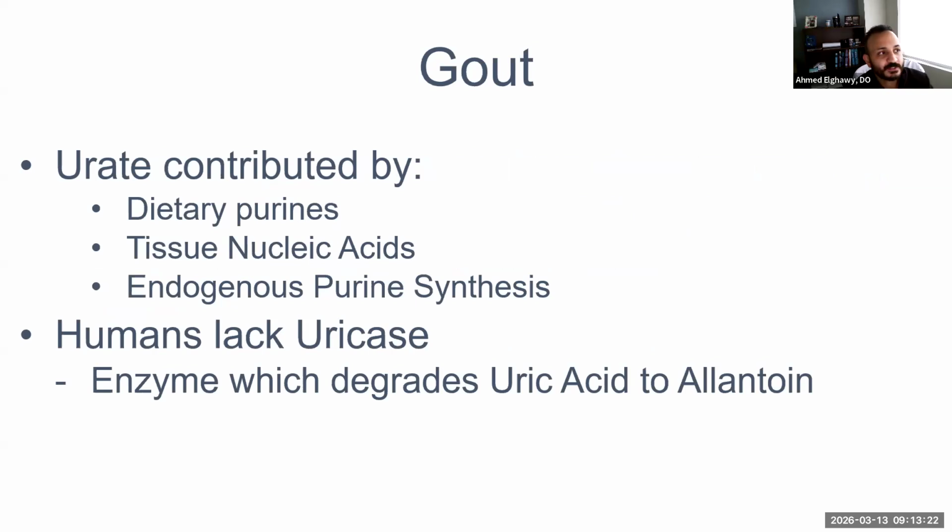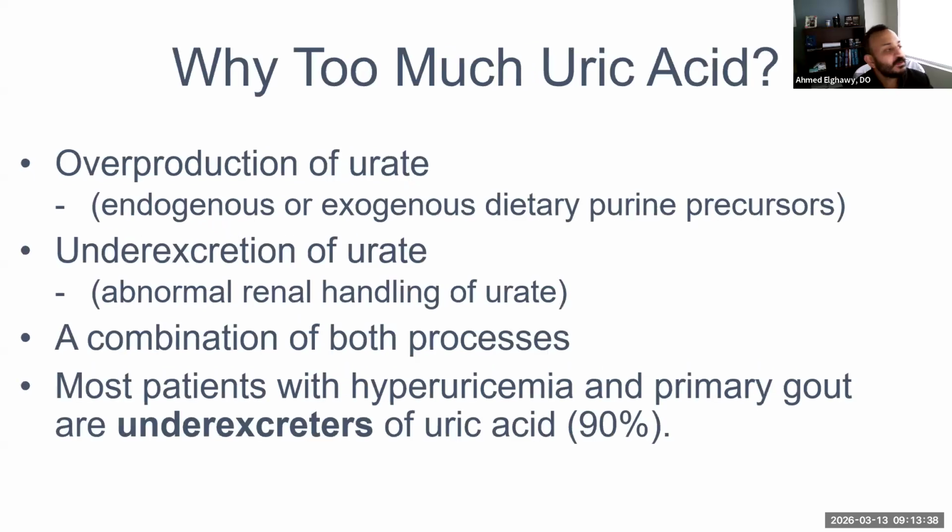There are people whose kidneys just don't do a very good job of getting rid of the uric acid. And the reason why we develop it as humans is because we lack this enzyme called uricase, which converts uric acid to allantoin. If we had this enzyme, we would never develop gout. So, like I said, why do we develop too much uric acid? It could be from overproduction, come from your diet, or just endogenously.